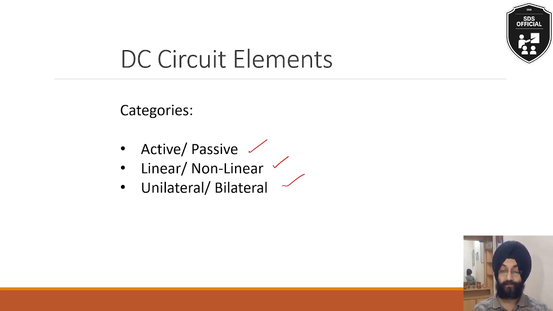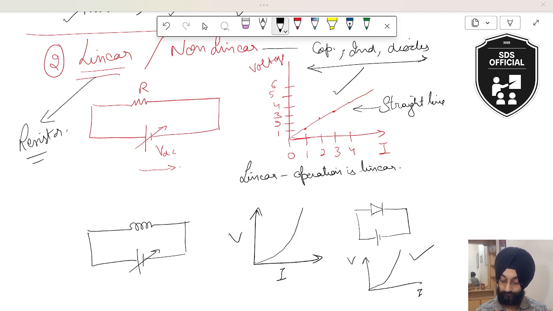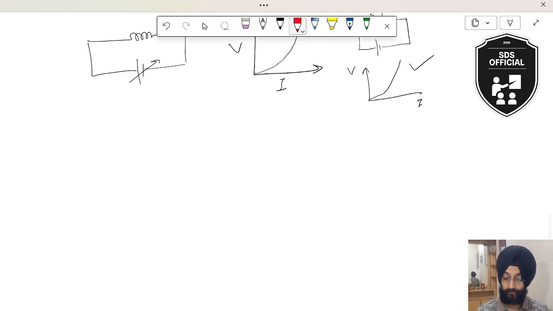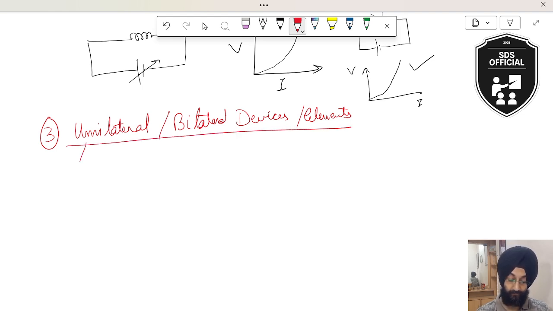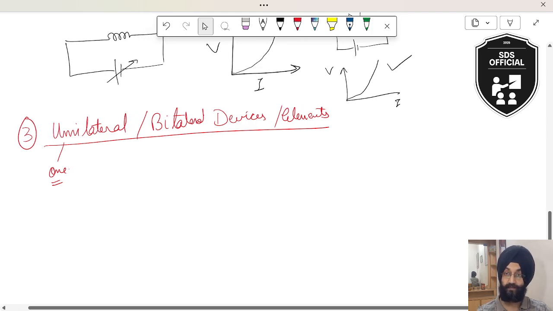Now the third category is unilateral and bilateral devices. So let us start with this. The third category is unilateral and bilateral devices or elements. So what are unilateral? Uni means one. That means they can perform only in a single direction.